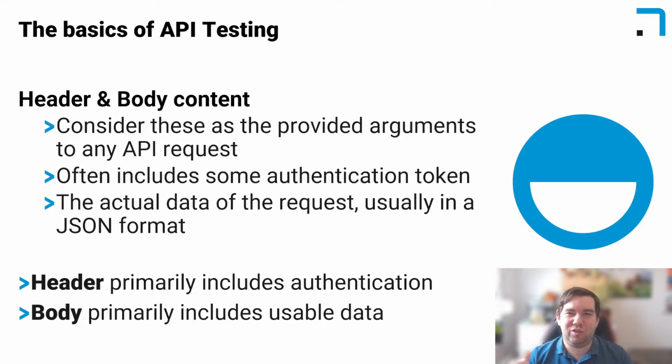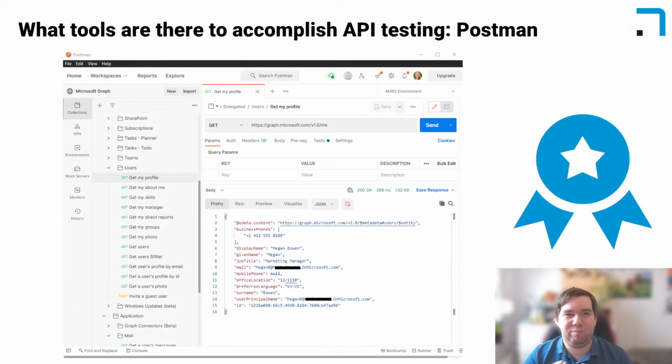So how do we actually accomplish API testing ourselves? Well, there's a couple different tools we can use, and probably the most well-known is Postman. Postman is the main stop for API testing. It allows us to specify our HTTP method, our endpoint, and then it has query params as well as body, which is our header and body content, and we can specify these as we need to.